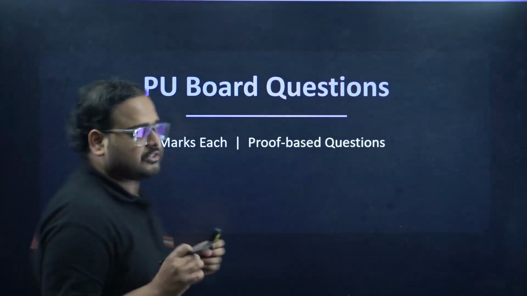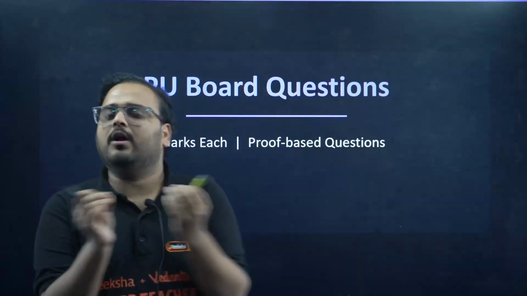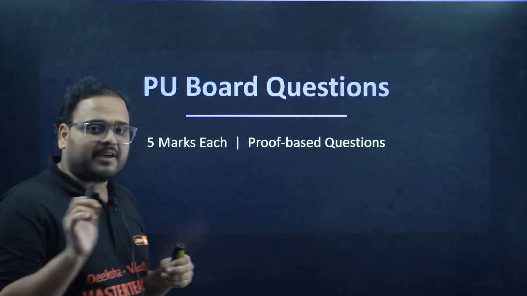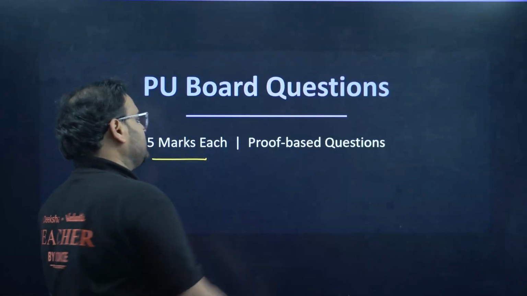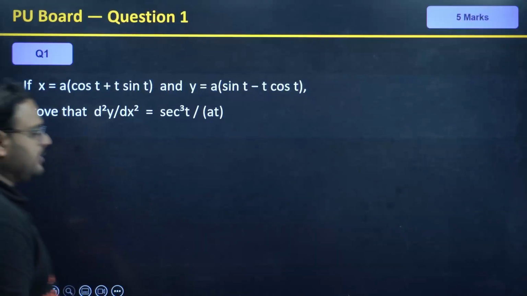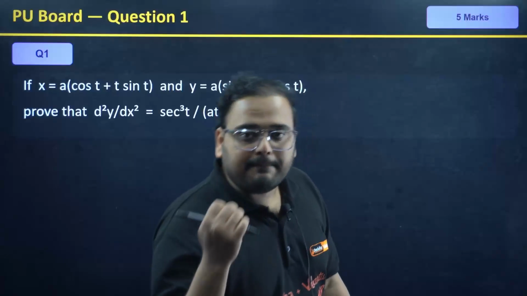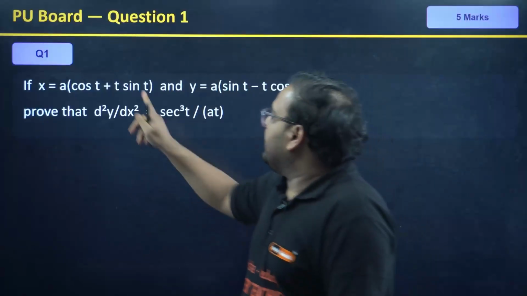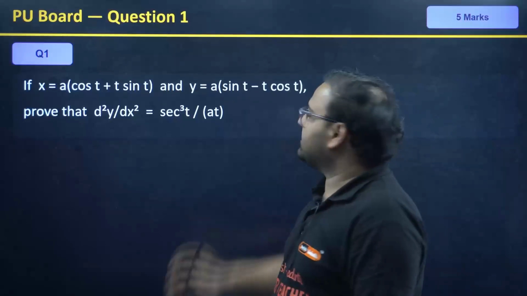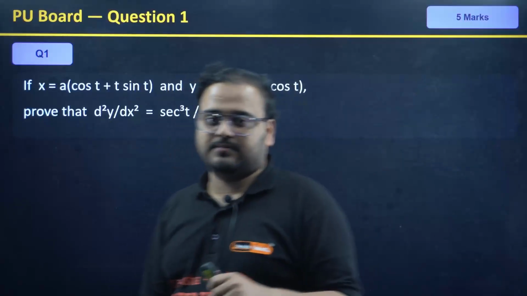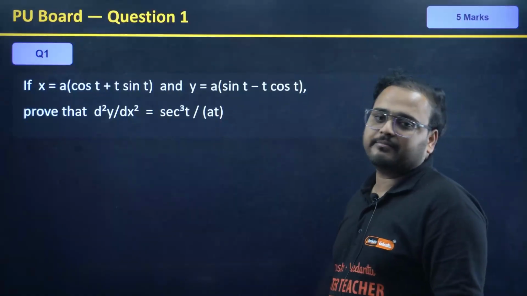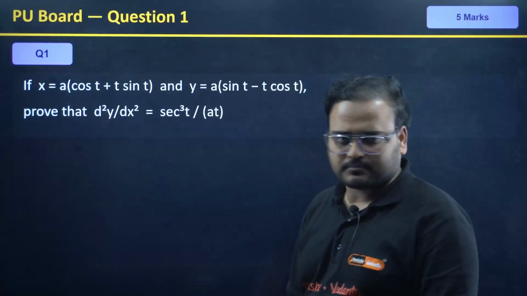Let's look at some questions now. So we have quickly recalled the concept part, not much is there, but let's look at question application as well. In the 5 marker category of board questions, there is a proof based question that comes. Let's look at this. The first one I've taken on the parametric form itself. If x is given as a cos t plus t sin t, and y is a times sin t minus t cos t, this is the parametric form. We need to find the value of the second derivative, basically prove it. This is the condition. Let's do it.